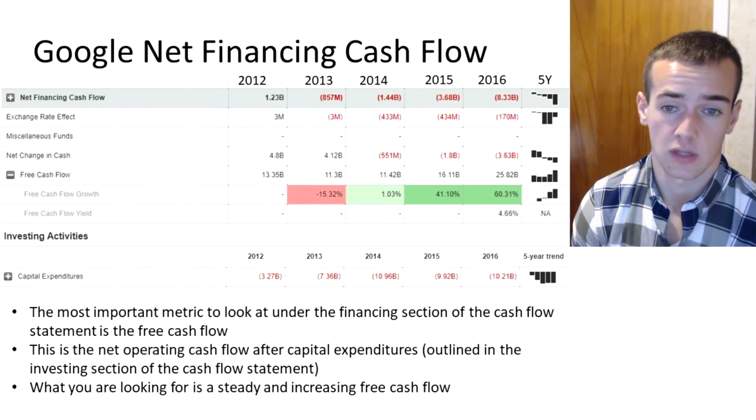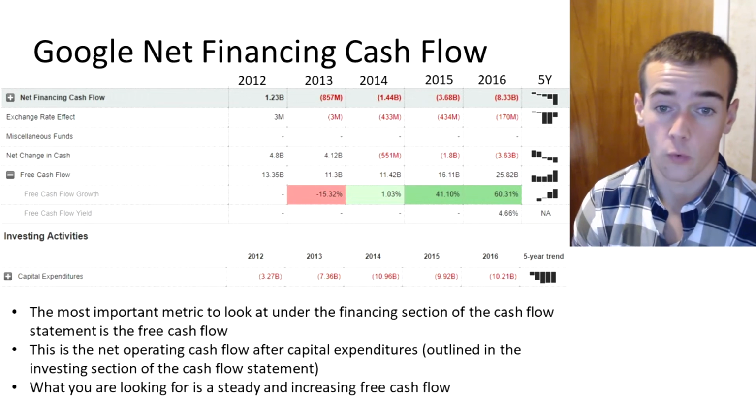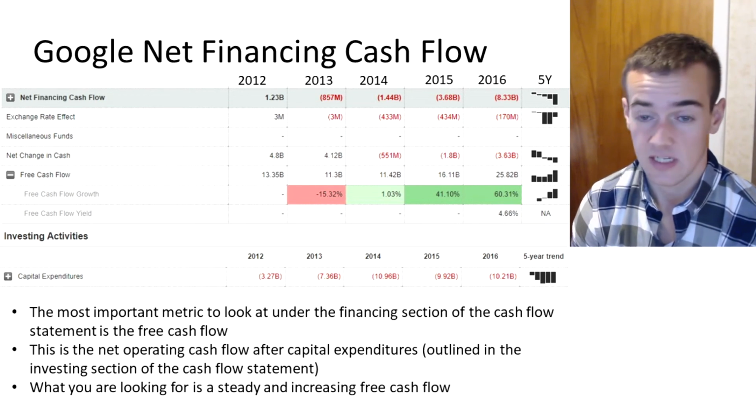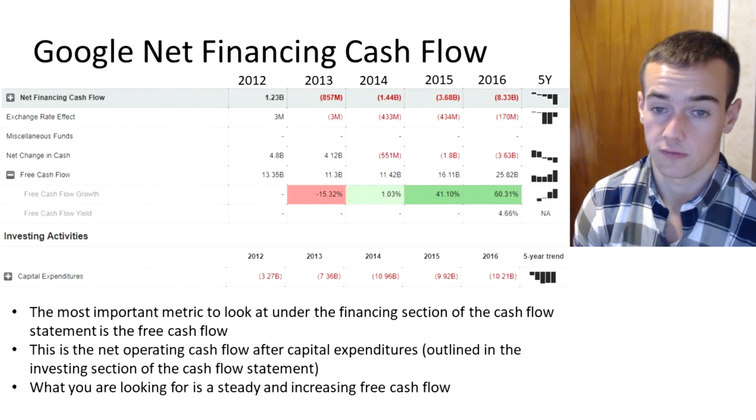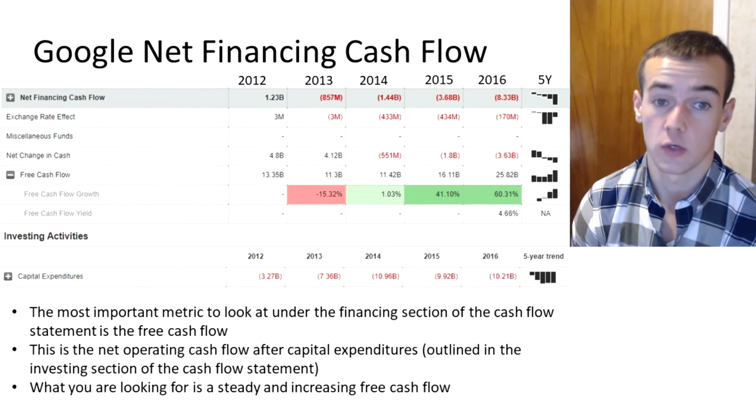As you can see, in the last 3 years, their free cash flow has increased significantly. 41% from 2014 to 2015, and then 60% from 2015 to 2016. So they have excellent free cash flow, which is something you want to see.